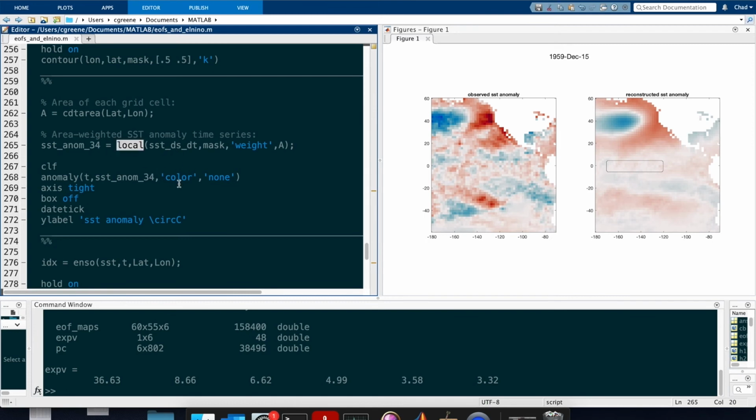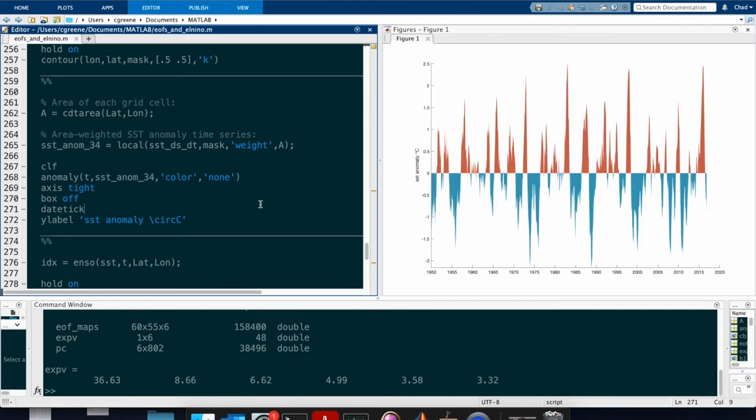CDT has some functions that are really good for doing that. Local is a way of taking a spatial average of a certain region, like this box, and you can even do an area-weighted average. Here we're using the CDT area function. For this particular case, the area of the grid cells doesn't really vary much within this small area close to the equator. Nonetheless, to do it properly, we like to do this area-weighted average. Then we'll plot the sea surface temperature anomalies within this Niño 3.4 box.